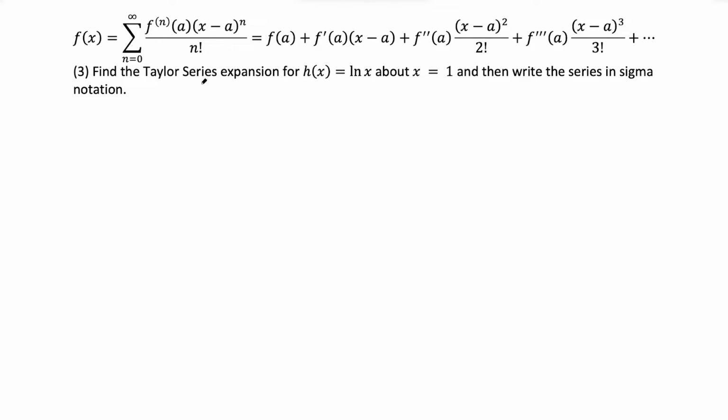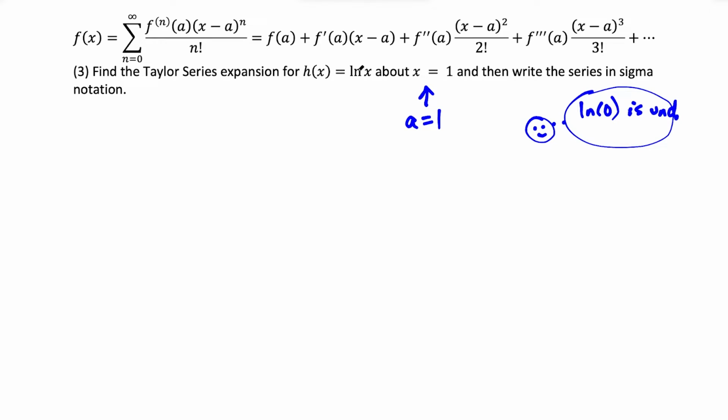Question 3, now we're finding the Taylor series expansion for h of x equals natural log x about x equals 1. And what's nice about this question here is that we can't find the Maclaurin series for natural log x. And the reason behind that, if we think about this, is that natural log x is not defined at 0. So if we had a center at 0, natural log of 0 is undefined. So we wouldn't be able to find a Maclaurin series.